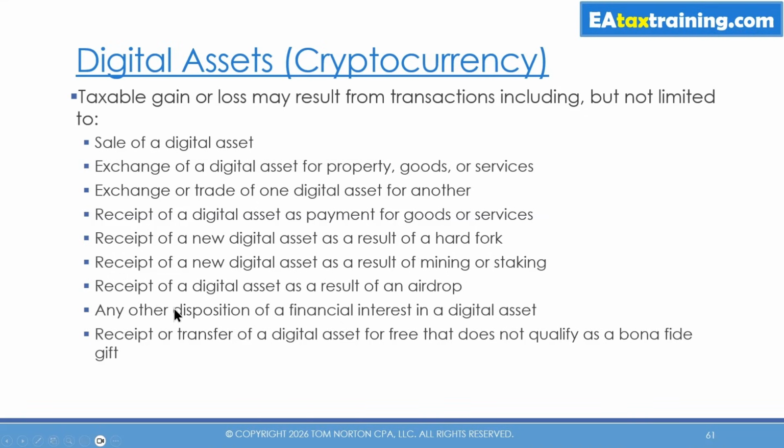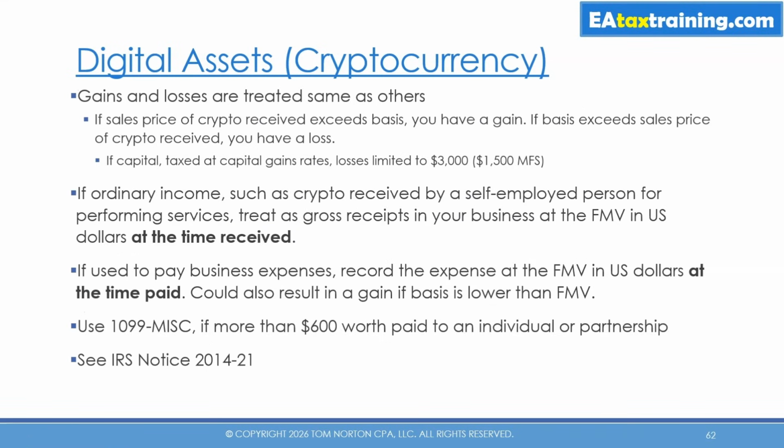The receipt of a digital asset as a result of an airdrop or any other disposition of a financial interest in a digital asset, and the receipt or transfer of a digital asset for free that does not qualify as a bona fide gift. Gains and losses are treated the same as any other. So if the sales price exceeds your basis, you've got a gain. If your basis exceeds the sales price, then you have a loss. If it is a capital gain, then it is treated as a capital gain, and any losses are limited to the same $3,000 as other capital losses.